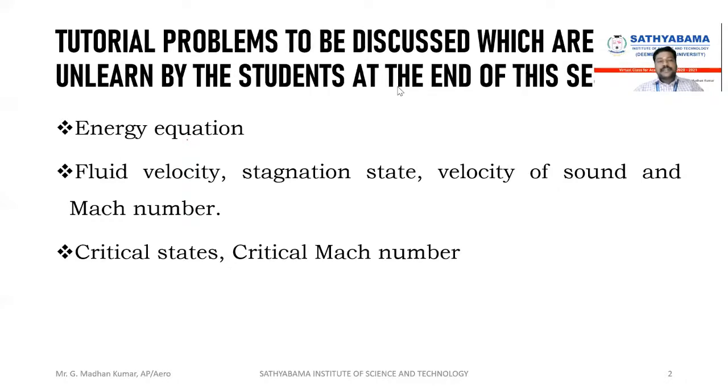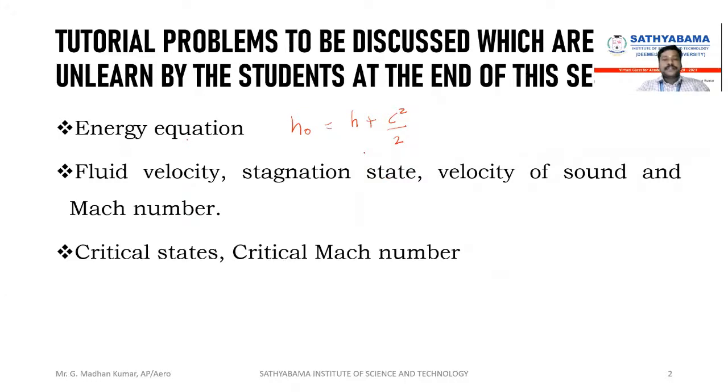So first of all, you know about the energy equation. What is the energy equation? The energy equation is h0 = h + c²/2. Everybody knows this. Using this energy equation only, the stagnation state, the critical state and the critical Mach number, all these things have been derived. That is, the velocity of sound, the Mach number, and then various flow regimes. We are going to derive only with this equation.